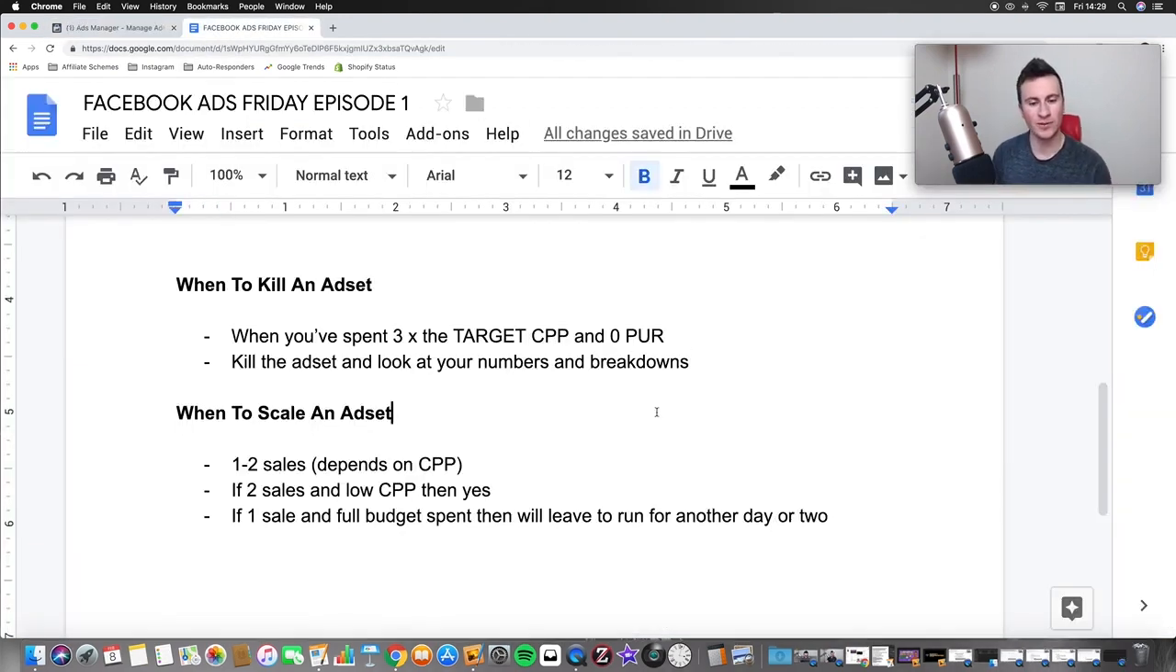So that being said, hopefully that gives you some idea of when to kill an ad set, and if you do have to kill it, what you can potentially do with it to make it profitable.